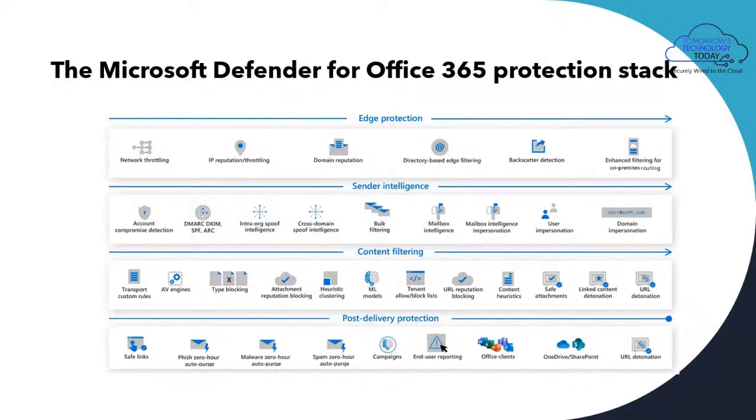So the Microsoft Defender for Office 365 protection stack provides multiple layers of security protection to all incoming messages. So the stack comprises 4 different parts. So there's edge protection, sender intelligence, content filtering, and post-delivery protection, with each layer checking different types of threats. So typically a message will pass through each of the layers. However, the actual route through each part depends on how you're configured.